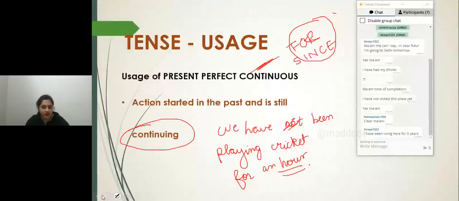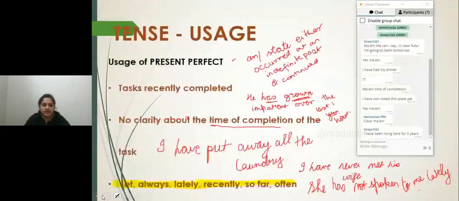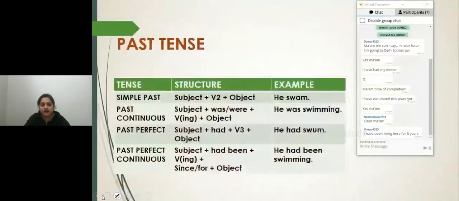In questions, you know, right? Have you been seeing her? When I'm questioning this, is it still continuing? Are you still meeting her, seeing her? Okay. So the continuous ing factor should come in. The task is still continuing, though it started in the past, right? For and since is the hint. Clear? So these usages are more important than any other thing.